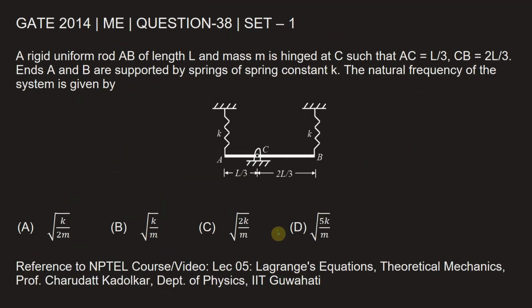Let's mark the correct option. We have the answer in option D. Natural frequency of the system is under root of 5k by m.